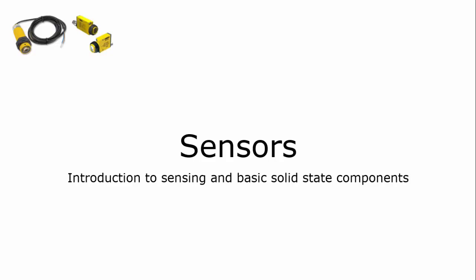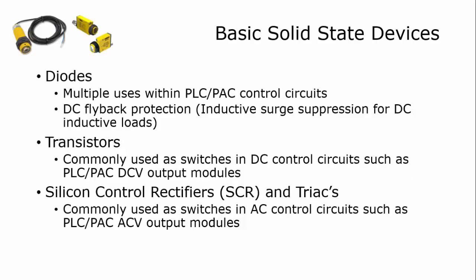Let's start with sensors. But before we do sensors, got to have a little bit of an introduction to some real basic solid state components. So solid state components, first of all, for the most part, they are electronic devices that have no moving parts. They consist of diodes, transistors, silicon controlled rectifiers, which are SCRs, and Triacs.